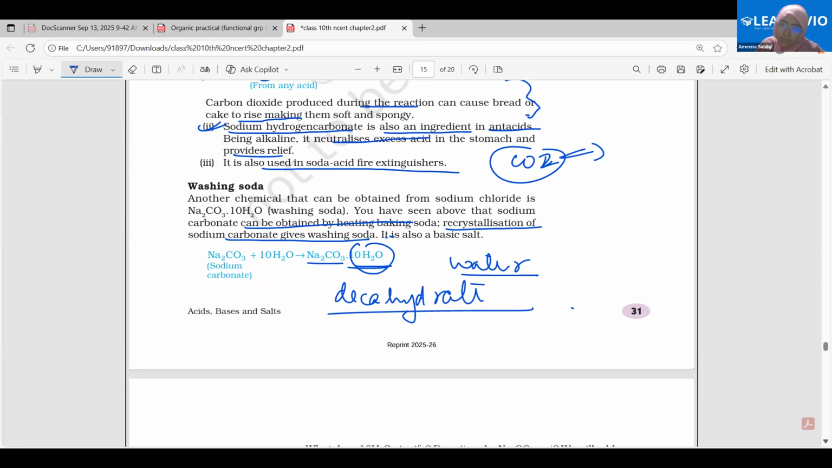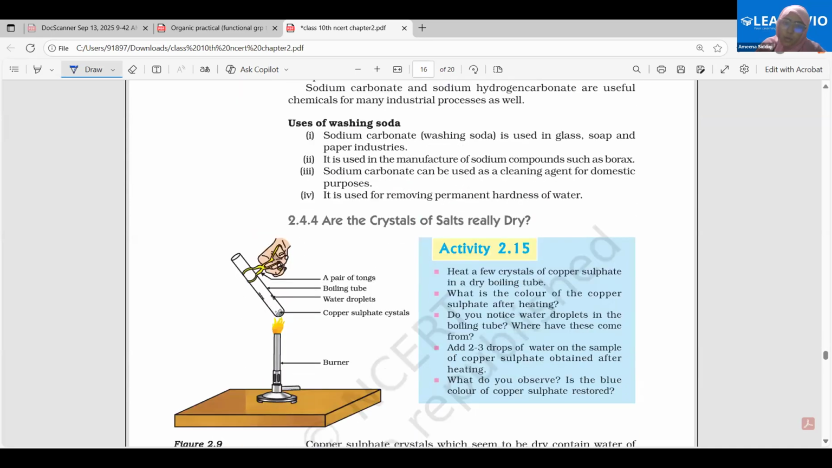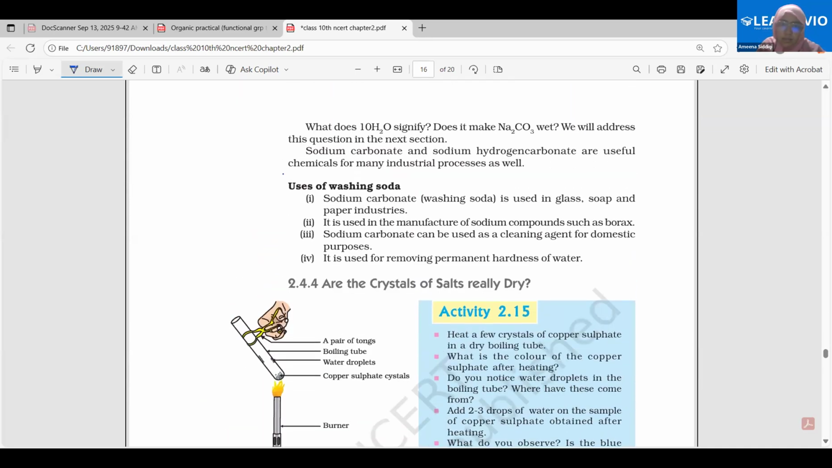Should I move on to the next point? Go through the uses of this. I'll discuss it. 10H2O, what does it signify? We will address the question in the next section. Basically, this is nothing but the water of recrystallization. I've already told you this.